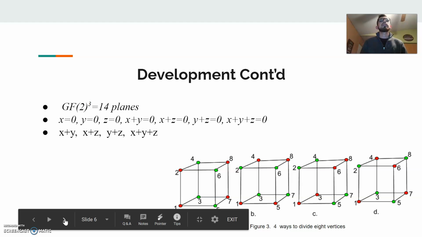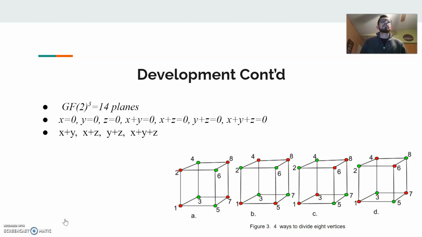Knowing this, the finite geometry of Galois field 2 to the cube has 14 planes that go through the point 0, 0, 0, meaning there are 14 ways of choosing a, b, c, and d. The equations that would correlate to this would be x equals 0, y equals 0, z equals 0, x plus y equals 0, x plus z equals 0, y plus z equals 0, and x plus y plus z equals 0. The other 7 planes would be the same, with the only difference being they are equal to 1 instead of equaling 0.